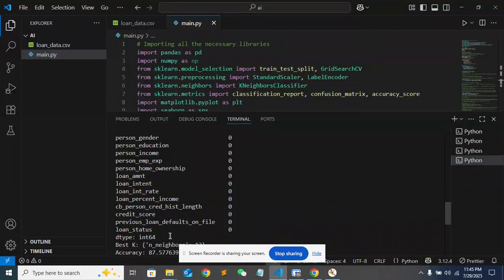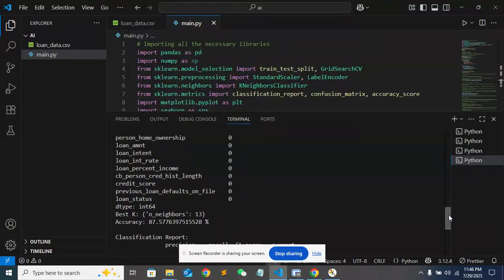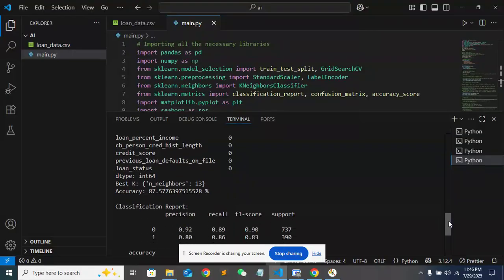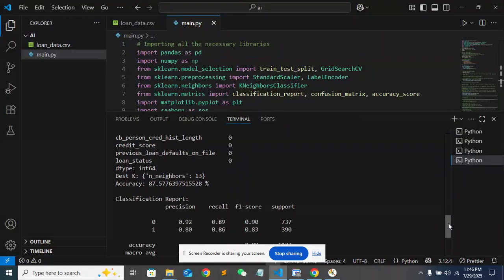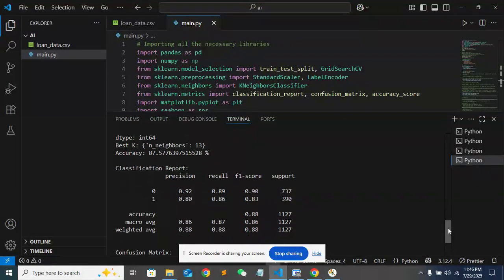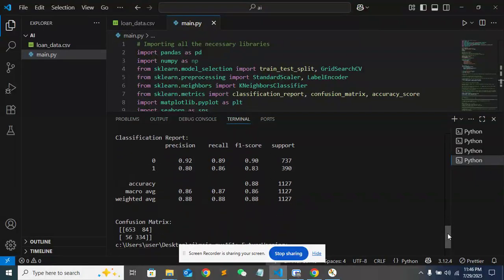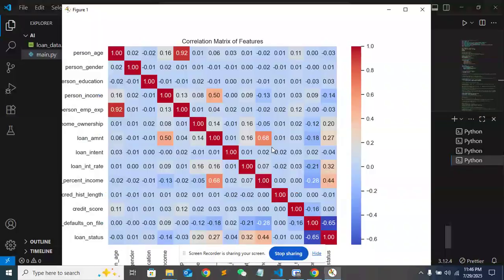We have also seen the best k value. We are also given the best value of k in our terminal, and the accuracy of our model is 87 percent. The classification report tells us the precision, recall, f1 score, etc. So 0 means the defaulted loan values and 1 means the paid loan values. And this is how our correlation matrix is shown here.